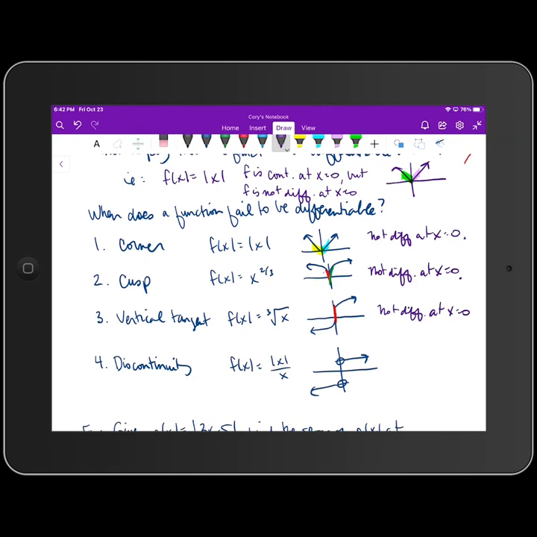And then the fourth circumstance where a function fails to be differentiable is at a discontinuous point. An example of a function that has a discontinuous point is f of x equals the absolute value of x divided by x. That function is discontinuous at x equals 0 for two reasons. Number one, the function is not defined at 0, and also the limit does not exist at 0. So this, again, is an example of a function that is not differentiable at x equals 0.